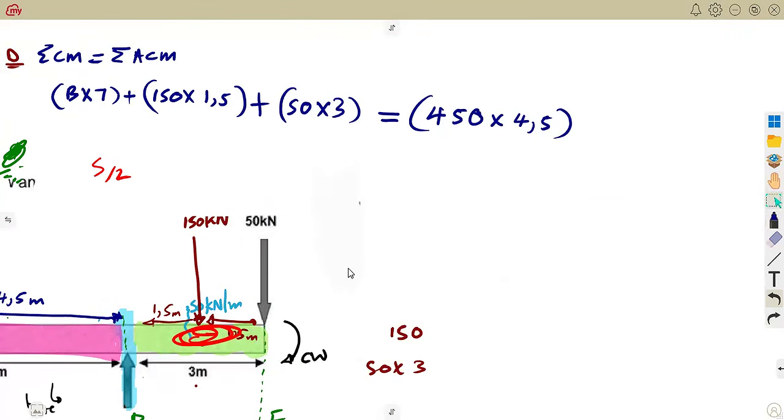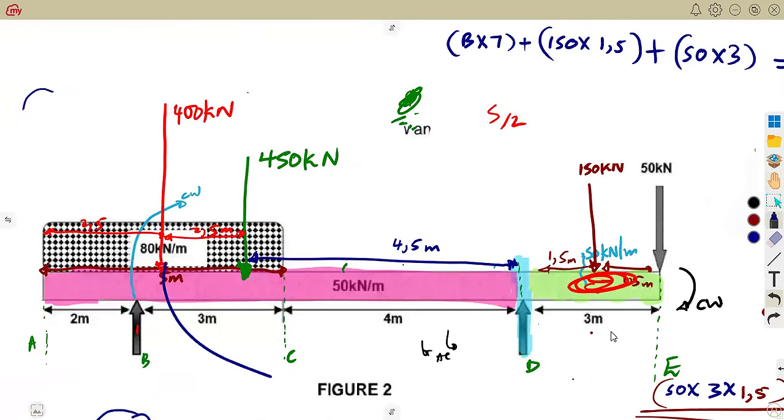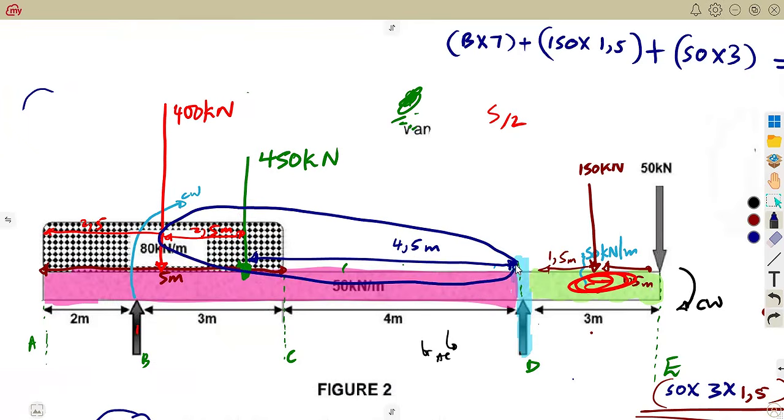All right. We still have another one again, which is going in the anti-clockwise. The 400, this one from 80 times 5. So it's 400 times the distance back to D. What is the distance back to D? This one. This is the distance. 4,5 plus 2,5. So the distance was gonna be what?